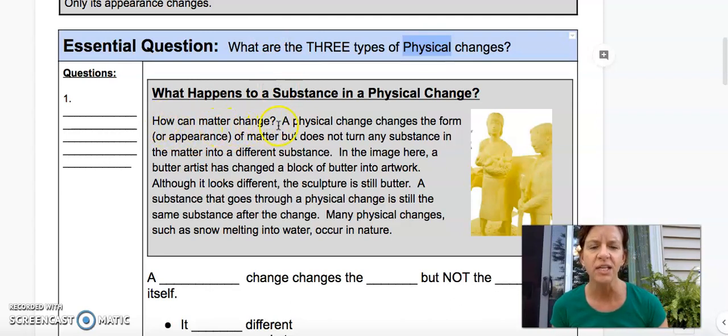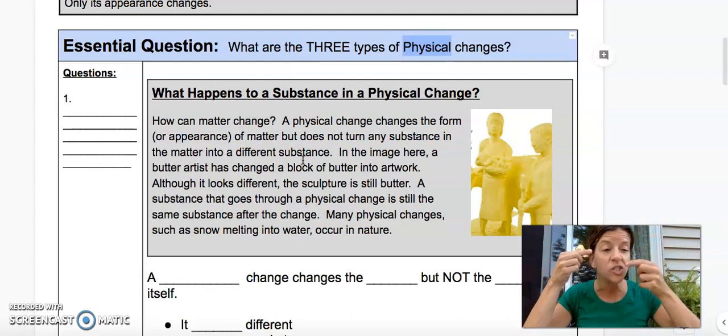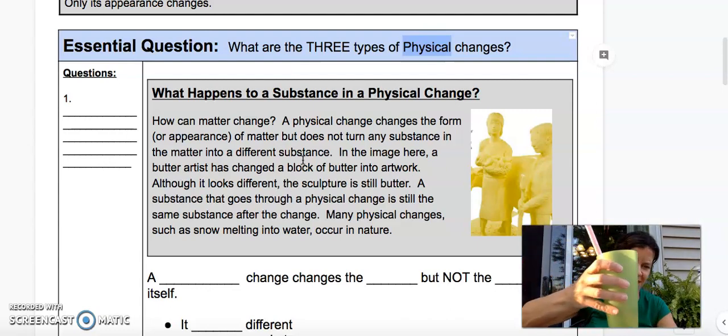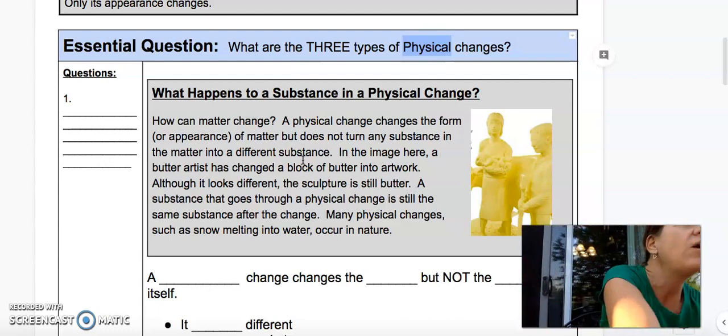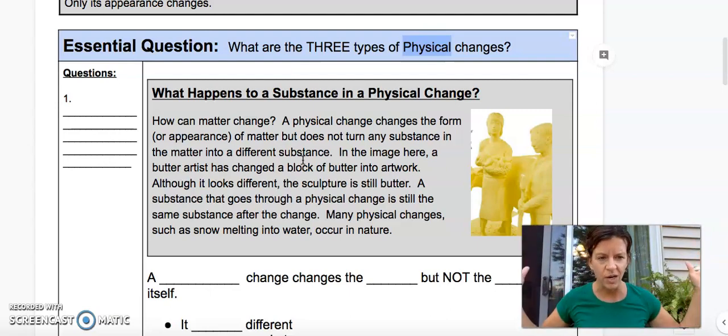How can matter change? A physical change changes the form or appearance of matter, but it does not turn any substance in the matter into a different substance. So matter is all the stuff you are made of. Your hair, your eyelashes, your teeth. It is all the stuff in this cell phone. It is all the plastic pieces in this water bottle. It is all of the particles of this plant. Matter is everywhere. It's everything that everything is made of. In science, we don't call it stuff. We call it matter. Okay?